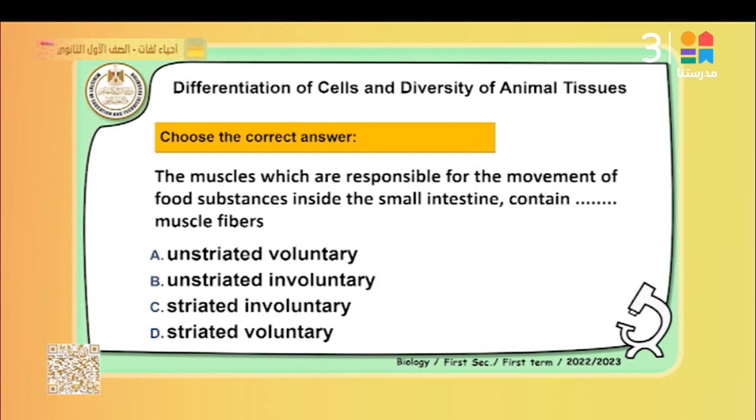Unstriated voluntary does not exist. Unstriated involuntary is smooth muscle. Striated involuntary is cardiac muscle. Striated voluntary is called skeletal muscle. So the best answer is unstriated involuntary. Unstriated involuntary means that it does not contain the specific myosin and actin arrangement. Okay, that's right.